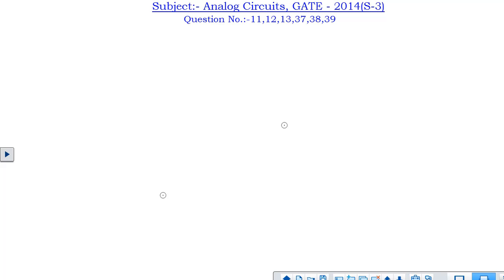Hello there. In this video we are going to discuss detailed solutions of all the questions that appeared in GATE 2014 set 3 with respect to analog circuit. These are the question numbers you can find in GATE 2014 set 3 paper pertaining to this analog circuit. We will discuss the solution detail of each and every question one by one.